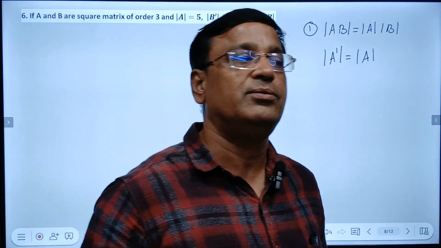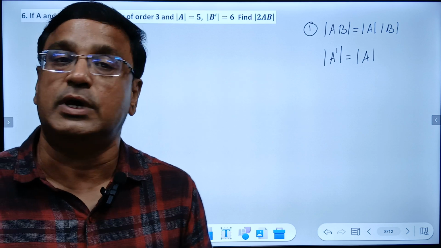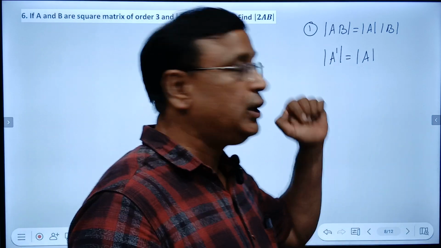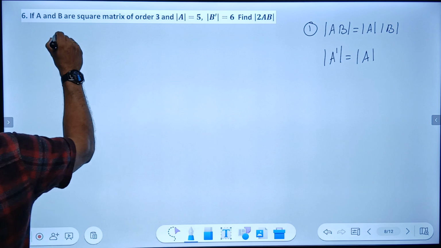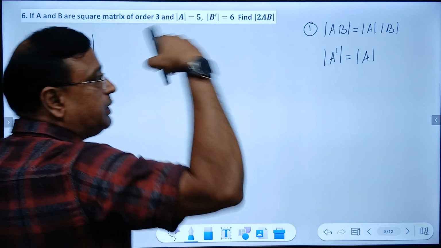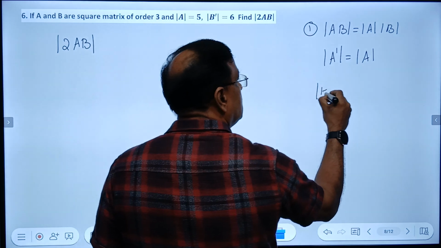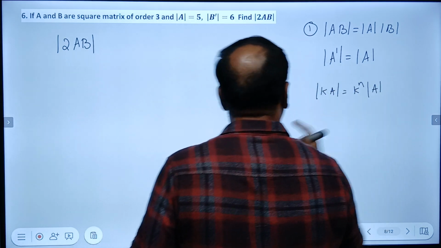So there is no difference between determinant of A and determinant of A transpose. Both are exactly the same. So I'm going to make use of that. Okay. Now let's see how to go about it. Here he says determinant of 2AB. So first I'll make use of the previous property. What is determinant of KA? K power n determinant A. I'm going to use that.